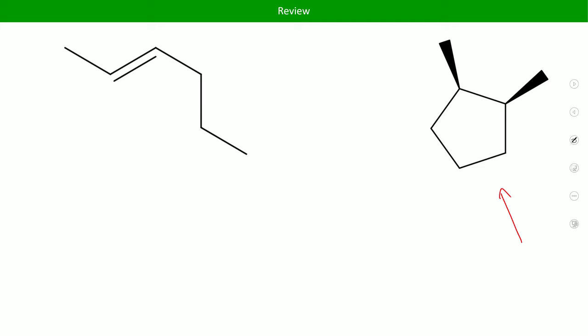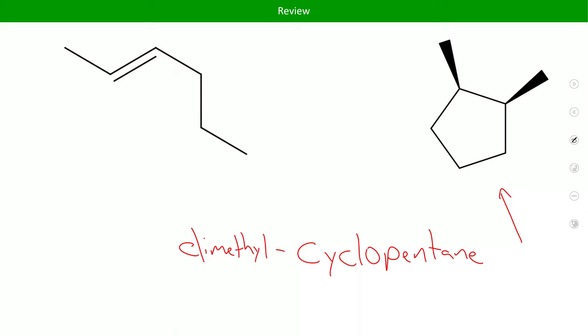So this one, we just added our new wrinkle for cyclo groups, but we've been using the terminology a lot. So it should be pretty straightforward. Start with the parent molecule, then add the prefixes that you need, right? So cyclopentane. And it's cyclopentane with two methyl groups. So it's dimethylcyclopentane. Cis. 1, 2, cis, right?